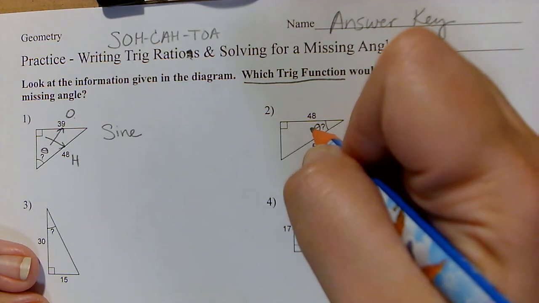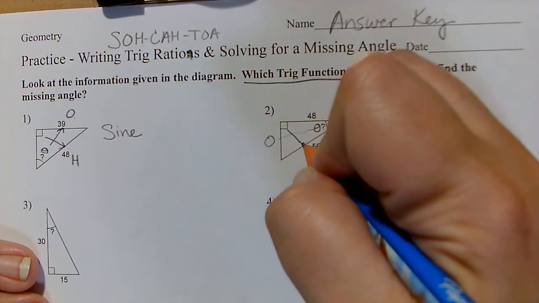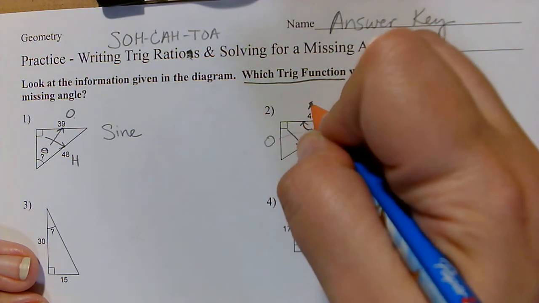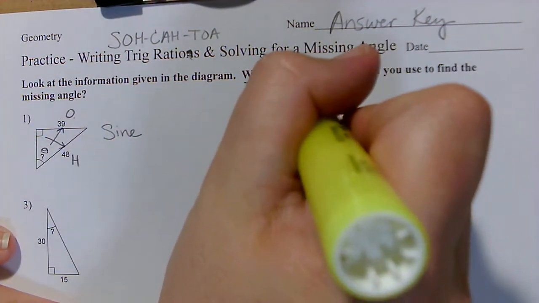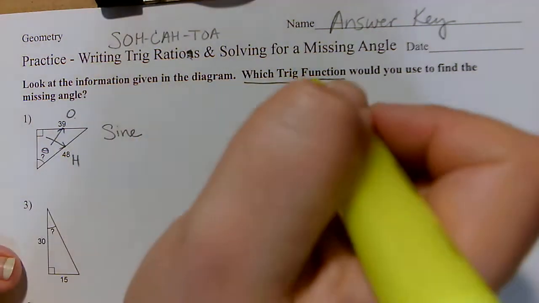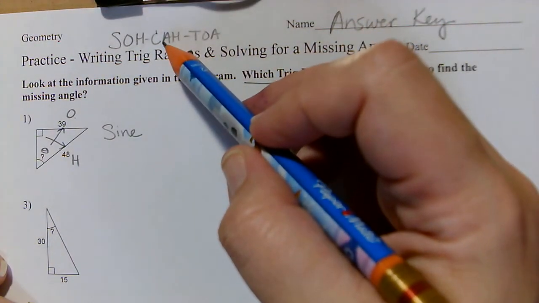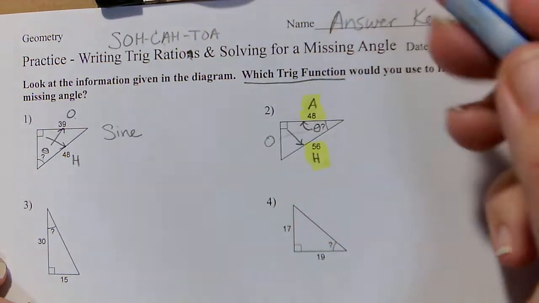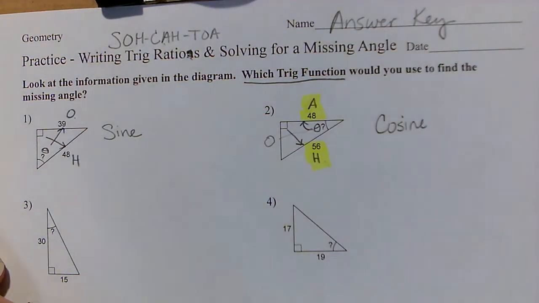Which sides do you have? I don't have my opposite. I have my hypotenuse. I have my adjacent leg. So I have adjacent and hypotenuse. So adjacent, it's either going to be tangent or cosine, but because I have hypotenuse with it, it's going to be C for cosine. Cosine.